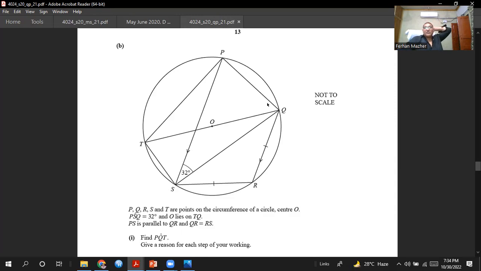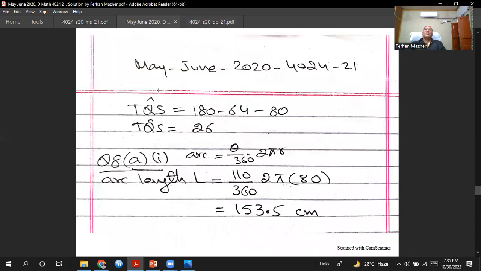The PQT is where? The PQT is this angle. They want me to find out this angle. Okay, so you see this is the diameter, the TQ is the diameter. So this TPQ angle will be 90 because the right angle in the semicircle. You can see this angle is 32, and so this angle will be also 32 because the angles in the same segment. So once I know this is 32, once I know this is 90, then I can find out the PQT. That will be equal to 180 minus 90 minus 32. So let me show you my solution.